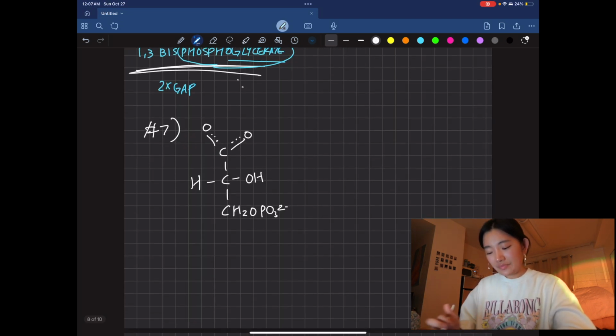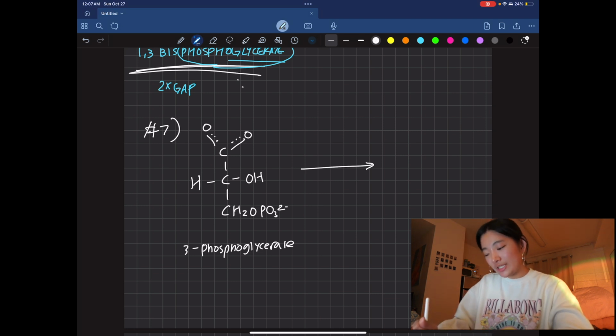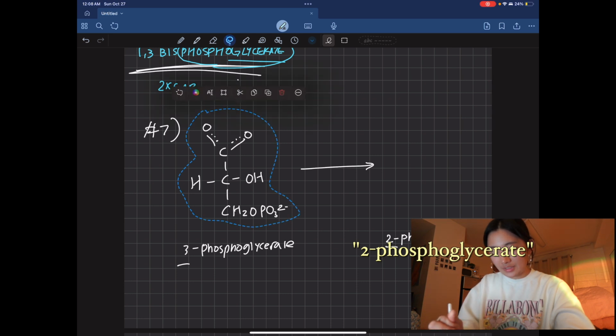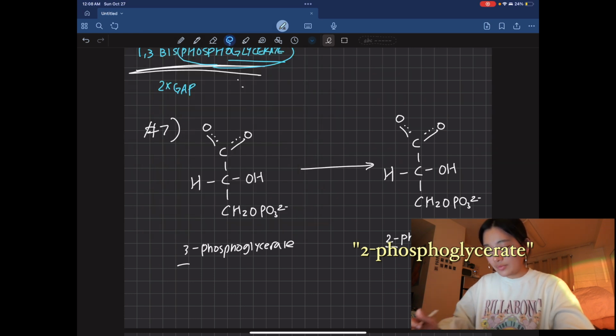So step number 7, we're going to take this 3-phosphoglycerate, and we're going to turn it into another isomer form, which is 2-phosphoglycerate. Now, given these names, take a wild guess on what this is going to look like, right? So we're going to take this molecule, and we're going to swap the position of the phosphate group to carbon number 2. So that's essentially what this reaction is doing.